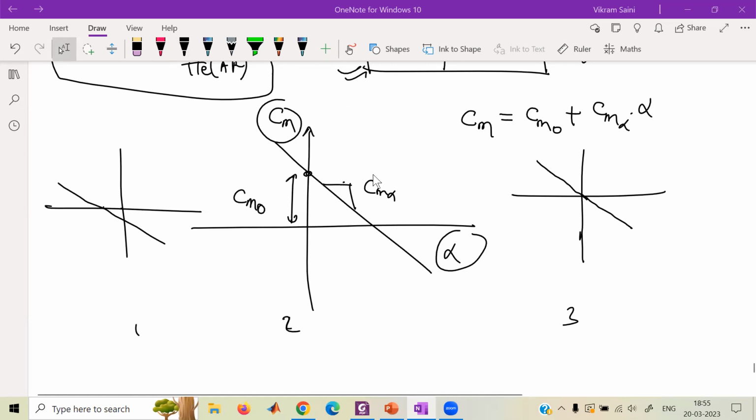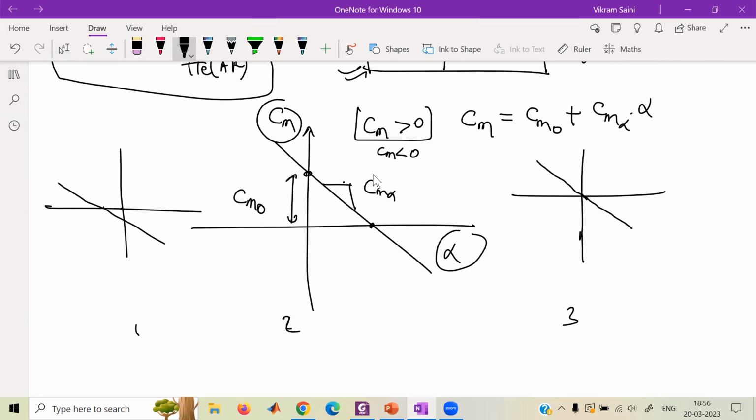Unfortunately, all of you are wrong. Cm should be 0. Imagine a situation where Cm is non-zero: Cm is either greater than 0 or less than 0. What is going to happen? The aircraft will experience a pitching moment. If Cm is greater than 0, it means there is a pitch up moment acting on the aircraft.